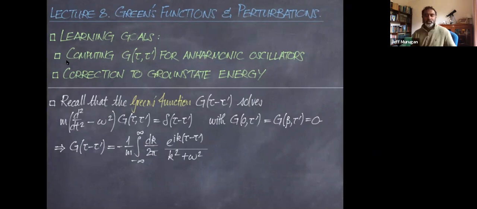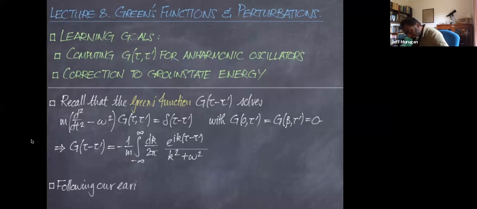Now, what do we do once we have this solution of the classical equations of motion? Well, once we have that, we can play the same game that we did for the quartic integral earlier. Following our earlier analysis, we can write down an expression for the Euclidean propagator.